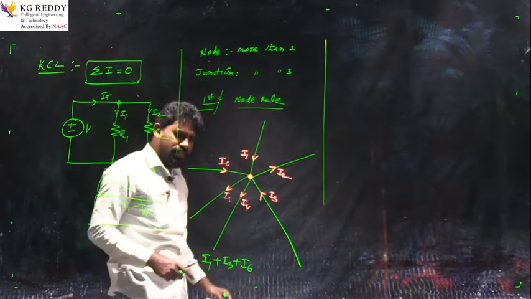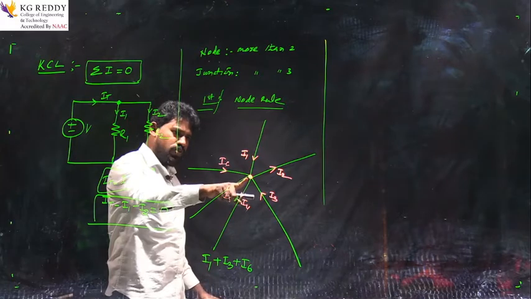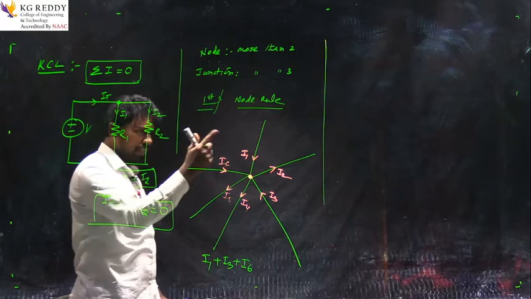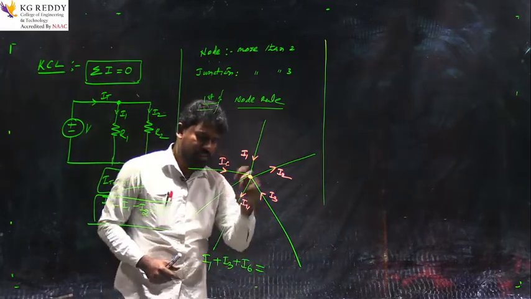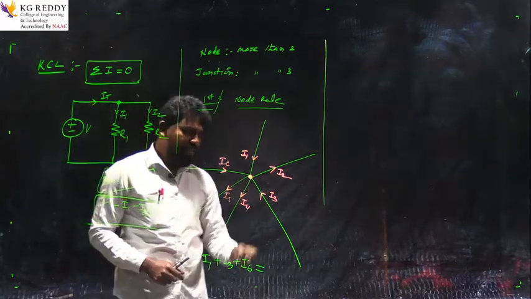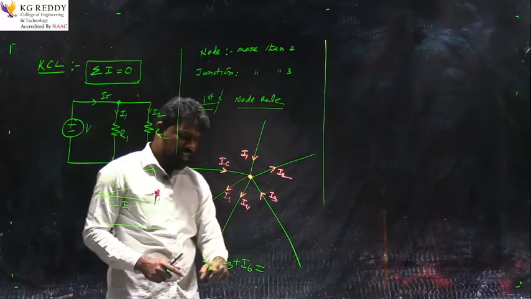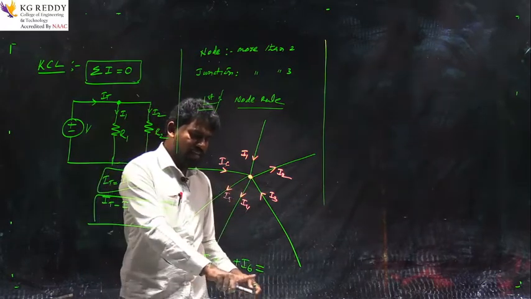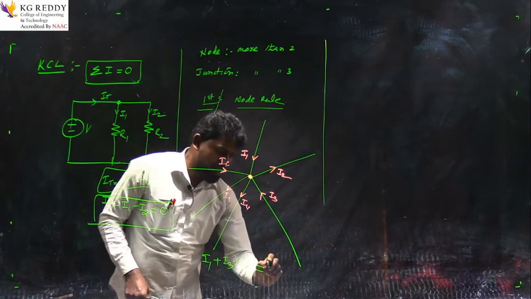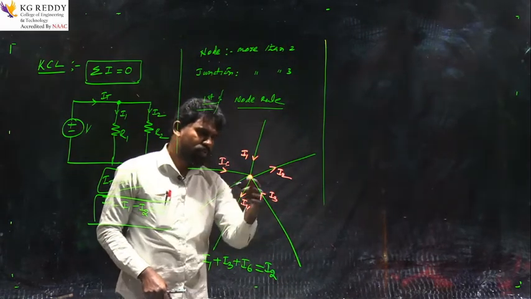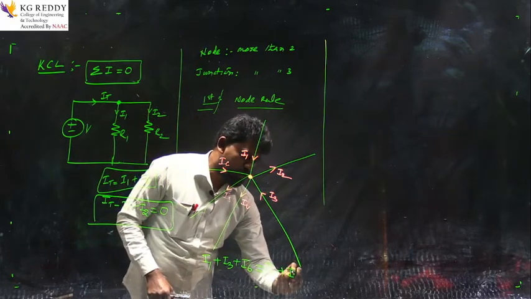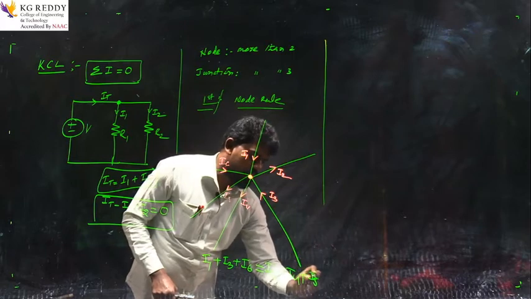Once again you can check it. I1 current is entering the node, I3 current is entering the node, and I6 current is also entering. So only three currents out of six are entering the node: I1, I3, I6. What about the remaining currents leaving the node? It is easy to write: the currents that are not in the equation are the leaving currents. I2 current is leaving the node, and I4 and I5 also, so I4 plus I5.